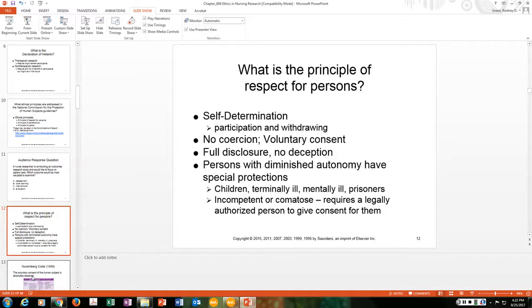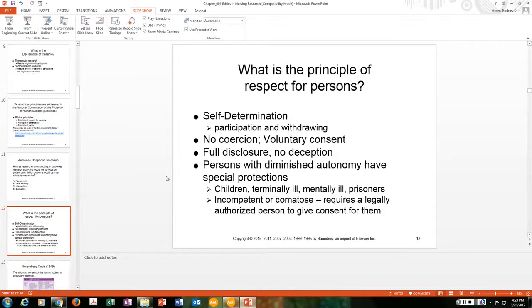What is the principle of respect for persons? Self-determination, participation, and withdrawing. The person is considered and treated as autonomous, meaning that they can make up their own mind. They can make up their own mind to participate, and they are free to participate, and they are also free to withdraw at any point, at will.